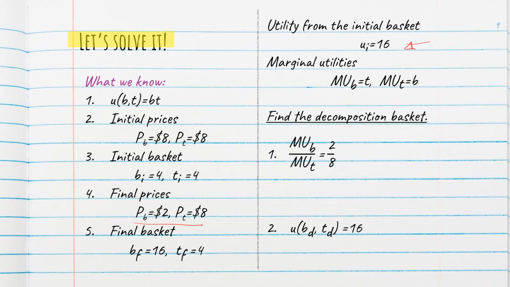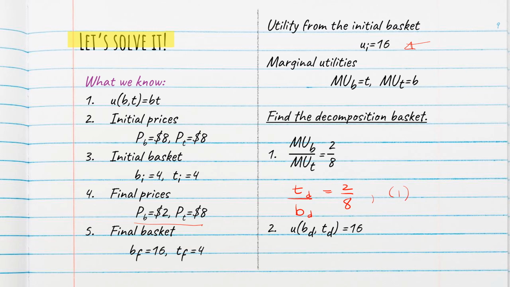So let's fill in what we know. The marginal utility of B is T, and the marginal utility of T is B. That has to equal 2/8. It might be helpful if you label these things TD and BD so that you understand that these are the decomposition values. So we're going to call this equation 1.